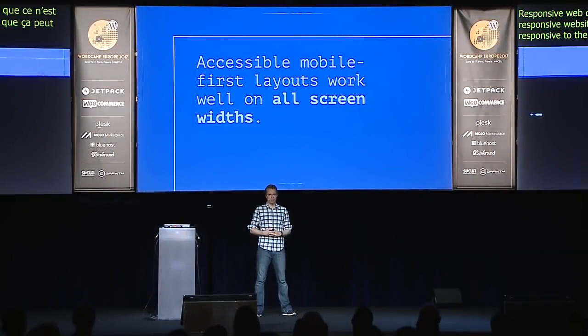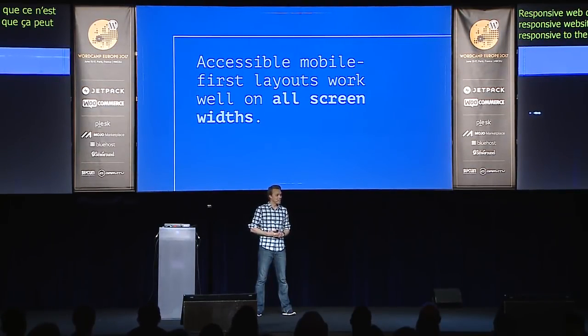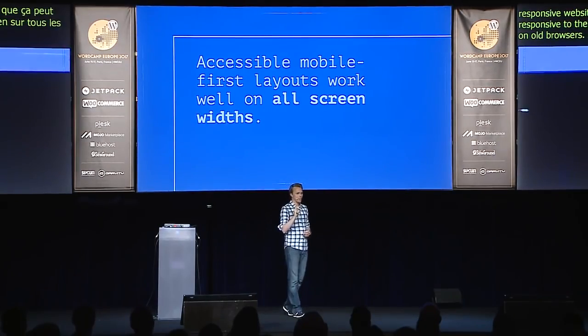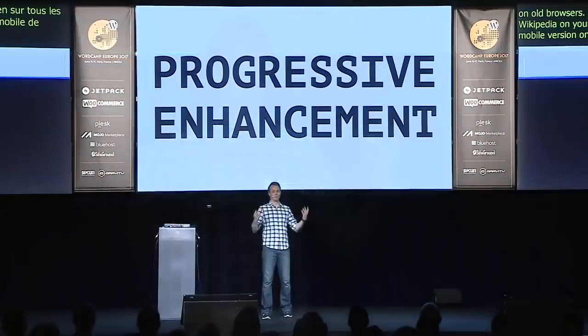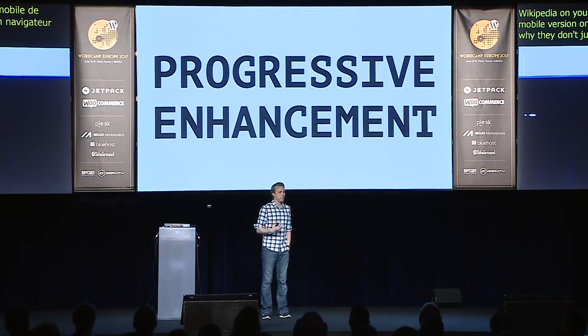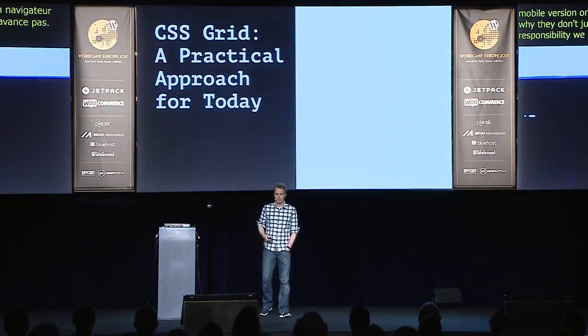Accessible, mobile-first layouts work well on all browsers. If you don't believe me, go look at the mobile version of Wikipedia on your desktop browser. You will never use regular Wikipedia again. The mobile version on the desktop browser is so much better. I don't understand why they just don't move forward. This is progressive enhancement. This is our responsibility. We progressively enhance the web, because if we don't, then we'll get stuck in the past forever.